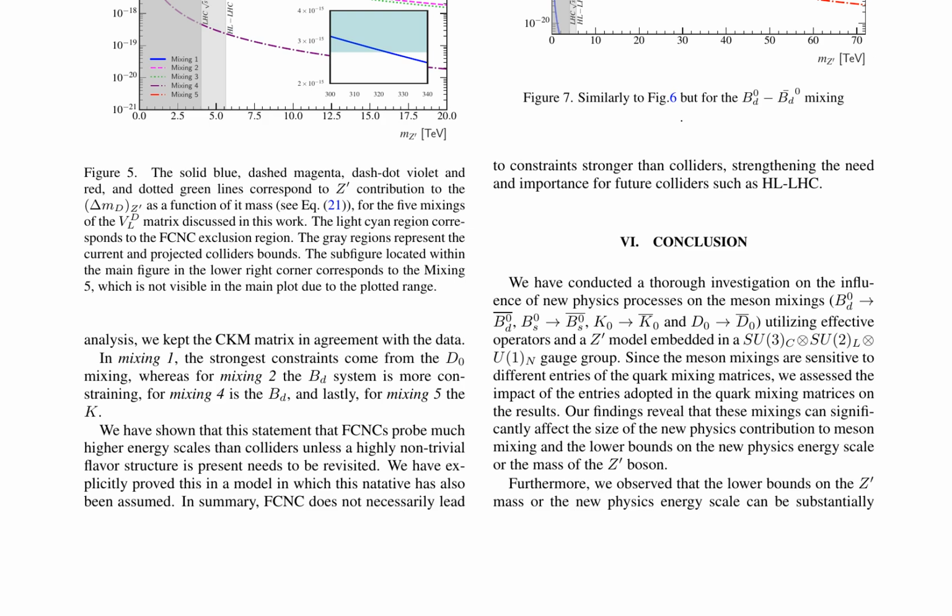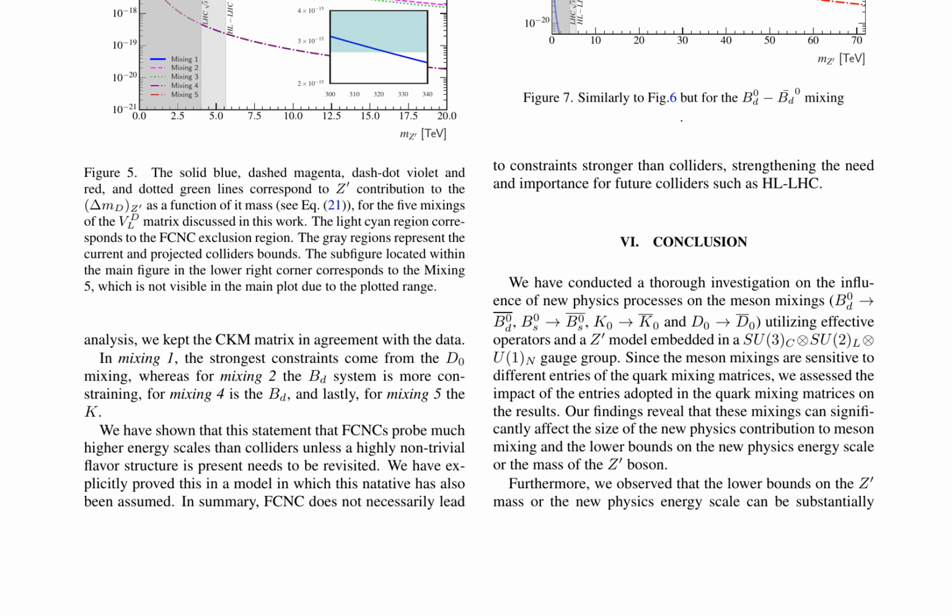The study highlights the importance of future colliders, such as the HL-LHC, to further investigate and strengthen the constraints on new physics processes. Notably, the findings suggest that flavor-changing neutral currents, FCNCs, do not necessarily lead to constraints stronger than those provided by colliders, emphasizing the need for continued exploration in this area. The analysis underscores the role of quark mixing matrices in shaping the impact of new physics processes on meson mixings and the potential for future colliders to enhance our understanding of these phenomena. The results have significant implications for the development of new physics models and the interpretation of experimental data.